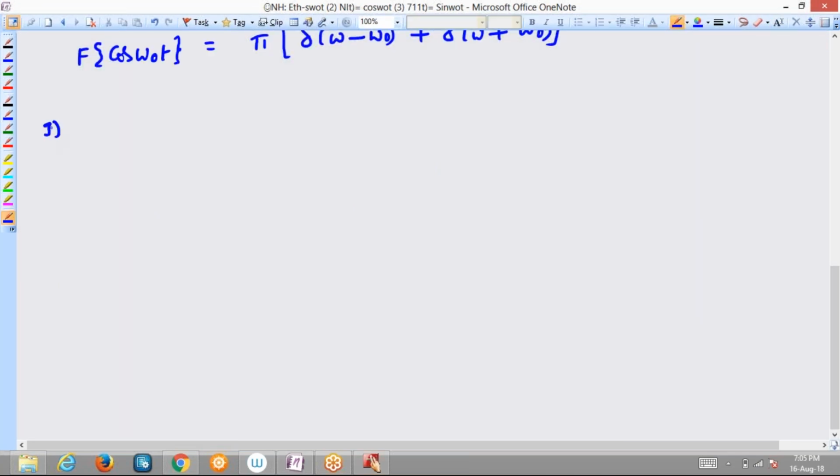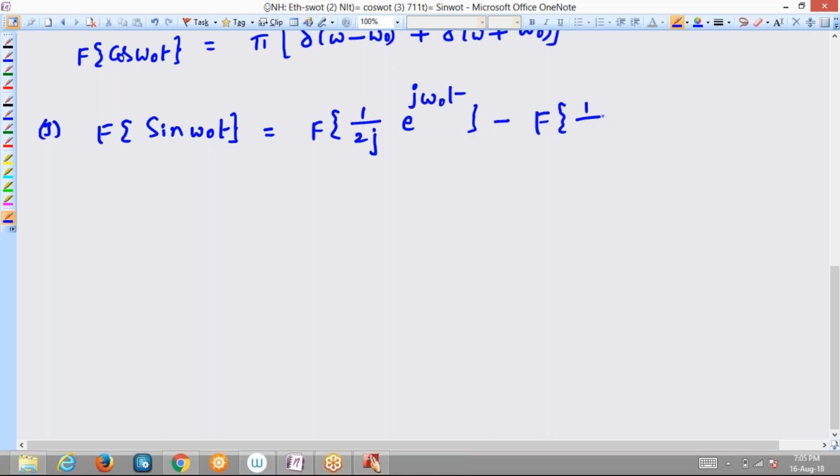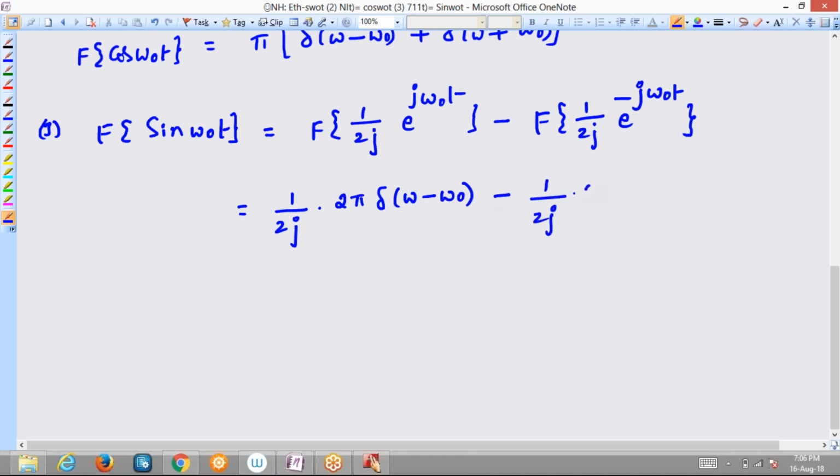Similarly, we can find the Fourier transform of sin omega naught t. That is equal to the Fourier transform of 1 by 2j e to the power of j omega naught t minus the Fourier transform of 1 by 2j e to the power of minus j omega naught t. So it is 1 by 2j times the Fourier transform of the exponential, which is 2 pi del of omega minus omega naught, minus 1 by 2j times 2 pi del of omega plus omega naught, so that 2 gets cancelled.